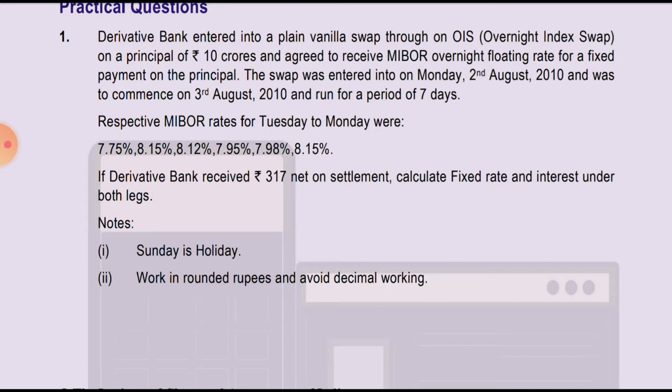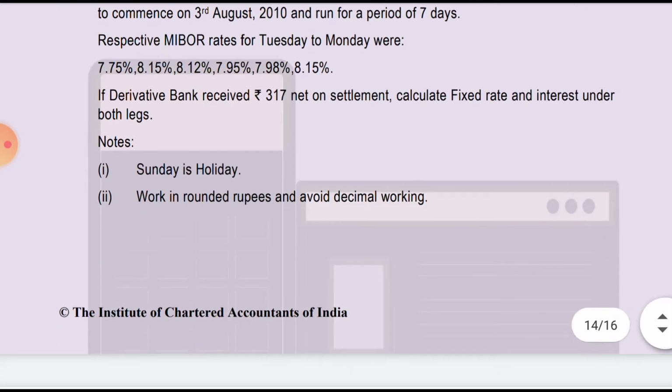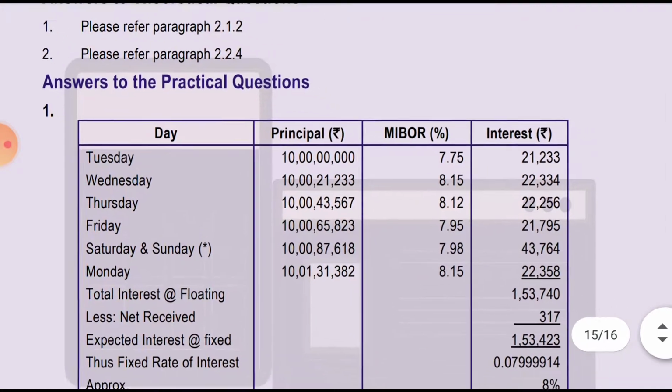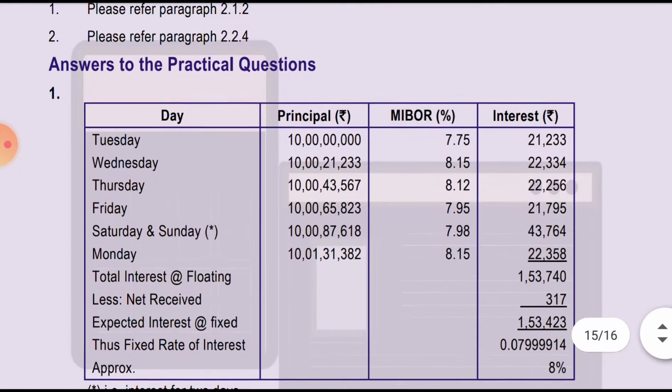Note, Sunday is a holiday, so on Saturday we'll calculate 2 days interest on Saturday itself, because Sunday is a holiday and interest will accrue for 2 days. Then second note, work in rounded rupees and avoid decimals. Okay, so they have said work in rounded rupees, and this is the second note, but we'll discuss that later on. First we'll see the first question.